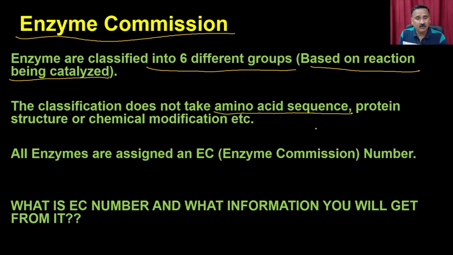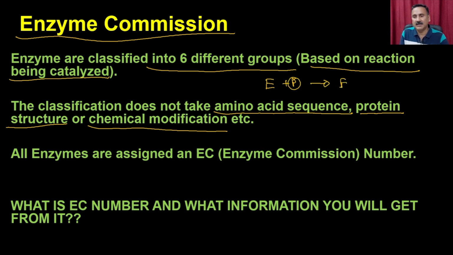The protein structures or the chemical modifications are also not taken into consideration. For example, if you have the enzyme E, and it is getting phosphorylated, it is going to form the phosphorylated enzyme. That kind of chemical modification is not taken into consideration. Only the native enzyme is taken into consideration, and all the enzymes are classified based on the reaction being catalyzed.